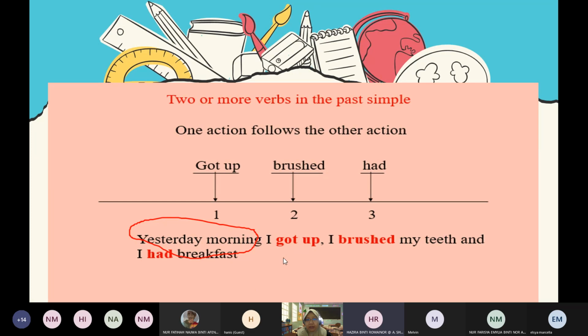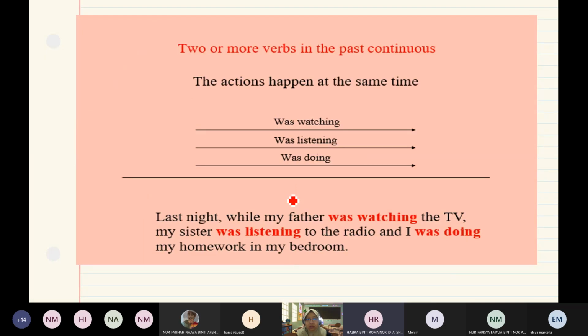Alright. Next one is you use past continuous when two actions happen at the same time. Okay, last night, while ni is part of past continuous. While my father was watching the TV, my sister was listening to the radio and I was doing my homework in my bedroom. It means all these three things happen at one time together. Dia berlaku serentak.